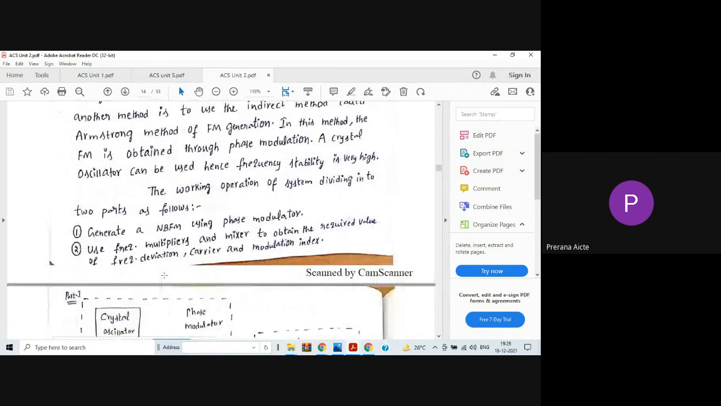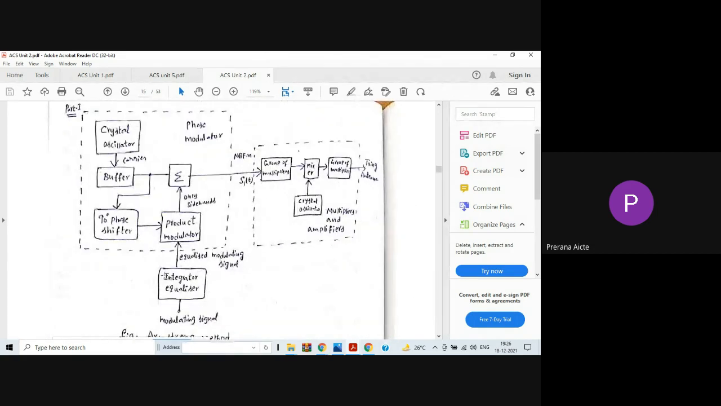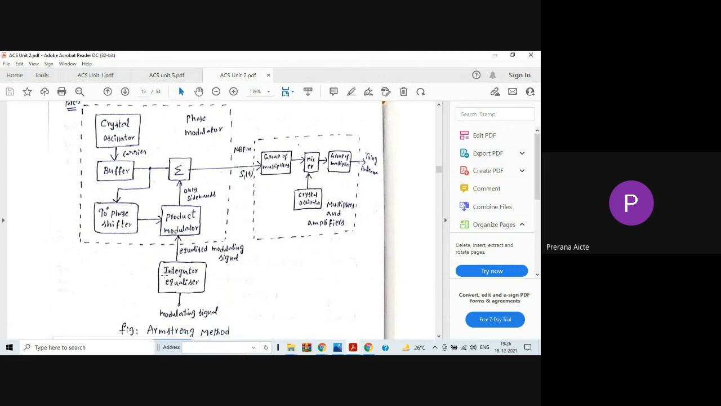See, what is that Armstrong method of generation? This is the Armstrong method of FM wave. How do you generate? Using the Armstrong method, see what are the signals we are applying here? Here, the first component is the crystal oscillator. What is meant by crystal oscillator? It generates the fixed frequency. Okay, this is applied to the combining network and a 90 degrees phase shifter. What happened? Here we are applying to the 90 degrees phase shifter and a combining network.